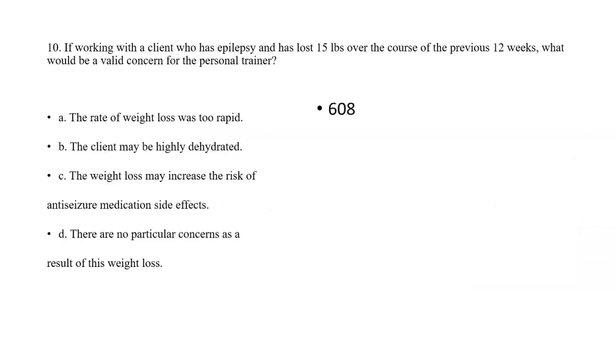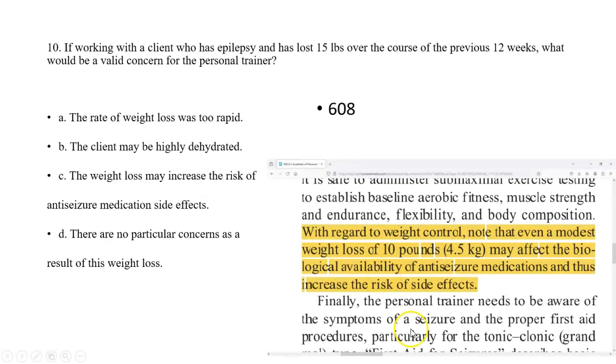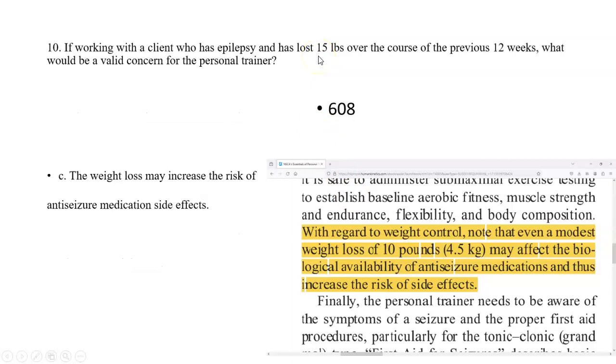Now you have 40. So this is another one I thought was a little bit mooky. Your client has epilepsy and they've lost 15 pounds over the course of 12 weeks. What would be a valid concern? And the way they write this in the book is they present it as with a weight loss of 10 pounds, or even a modest weight loss of 10 pounds, inferring that anything over 10 pounds, meaning 15 pounds in the question, might have a relationship to the medications. Again, not totally confusing, but I just thought it was a little bit mooky that they are presenting it one way and then asking it a different way.